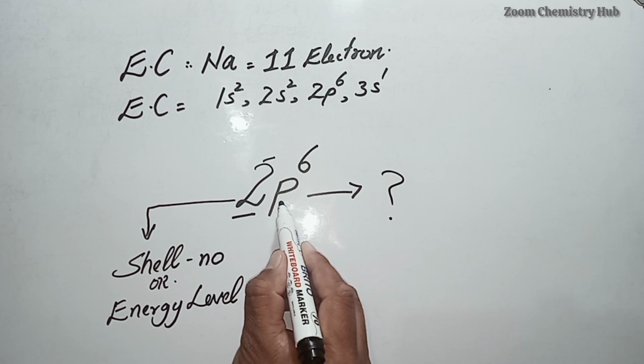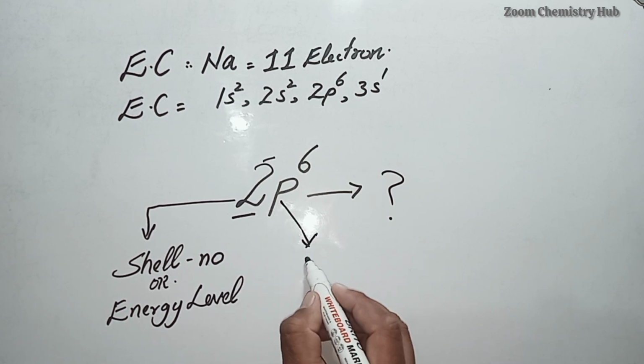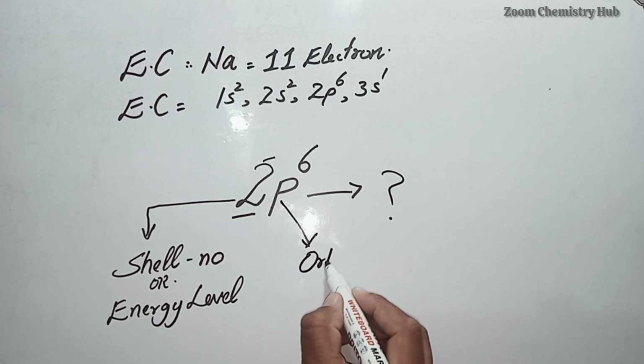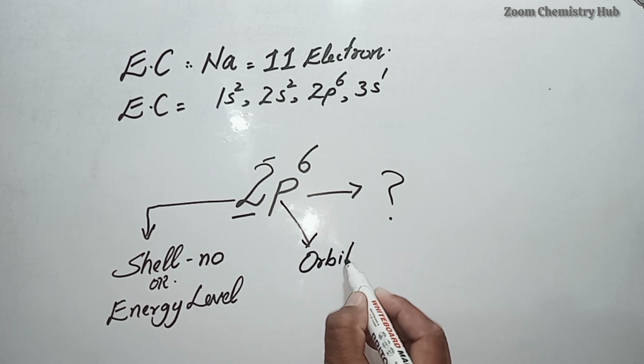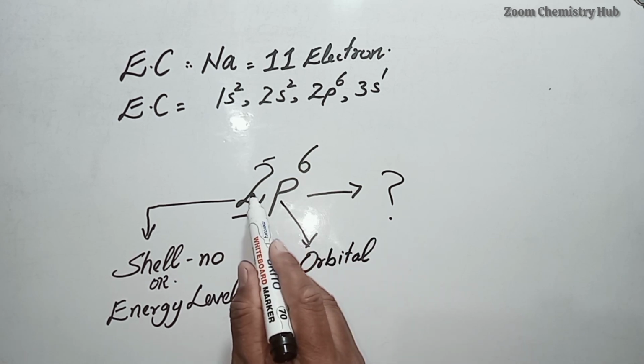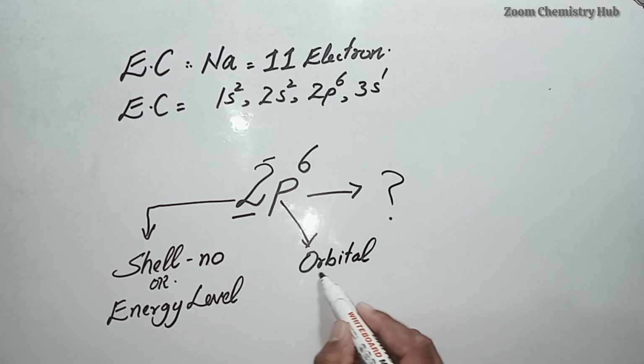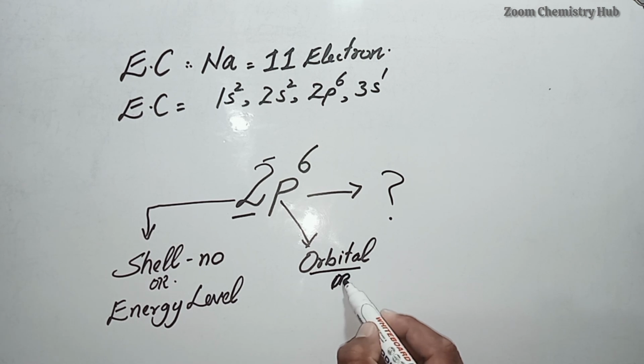Here P is the orbital which is present in the energy level, that is the orbital, or also the sub energy level.